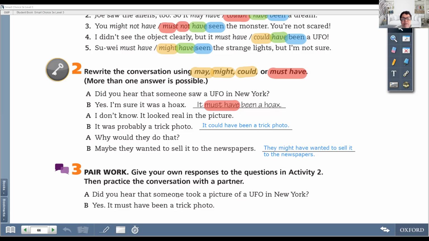All right. So here we have it: give your own responses to the questions in activity 2. Then practice the conversation. Let's see an example. Did you hear that someone took a picture of a UFO in New York? Oh, yes. It must have been a trick photo. Then the other person could say, I don't know. It looked real in the picture.